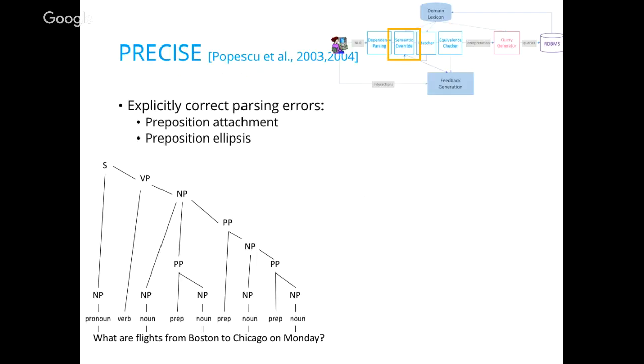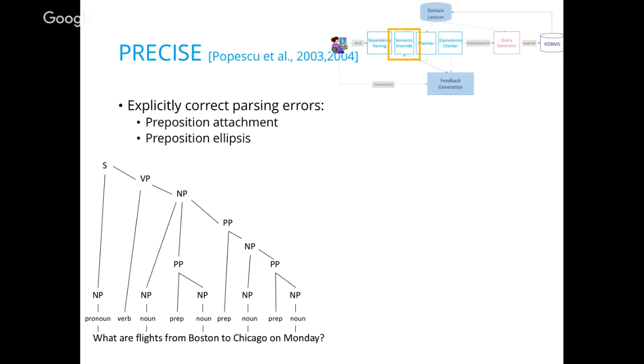One thing that this work is trying to do is recognize certain types of common parser errors, especially those happening in questions, and try to address them. There are two common errors it tries to address. One is preposition attachment. The second, preposition ellipsis.